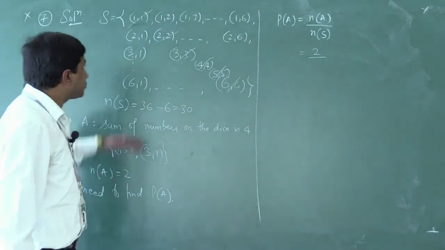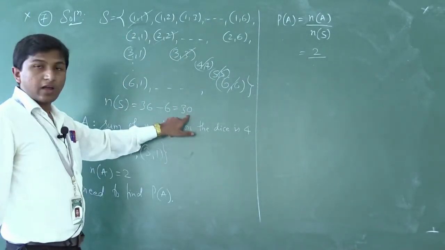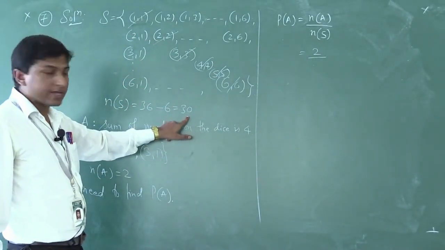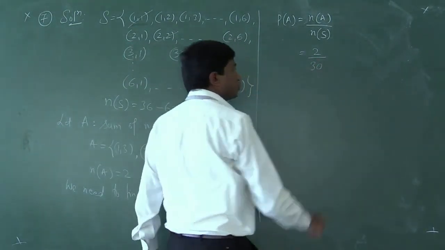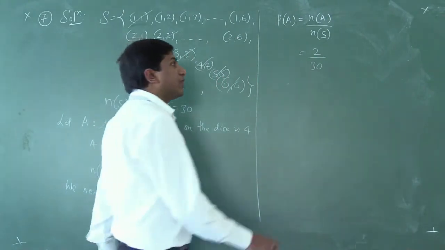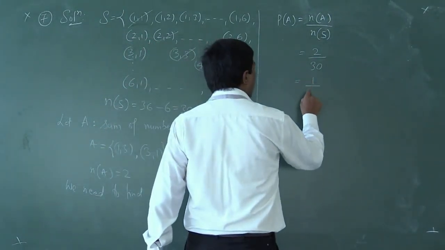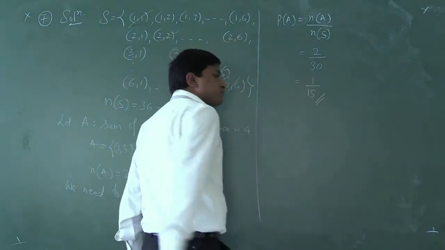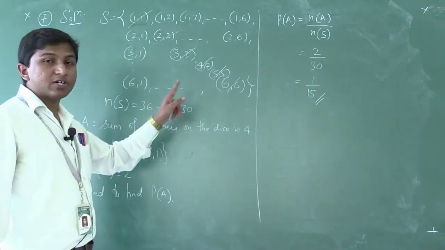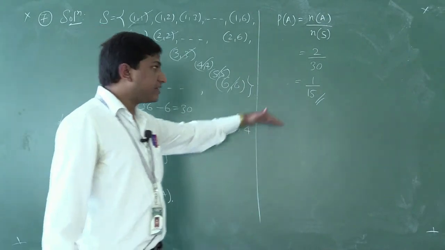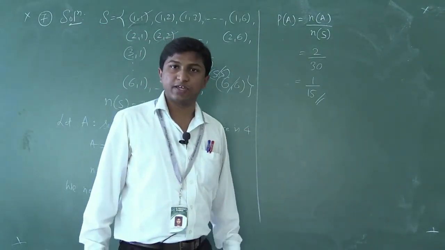How many elements in total sample space? I have to take the count as 30 and not 36. So that is 30. 2 by 30, on simplification, you get 1 by 15. So what is the probability of the event: sum of numbers on the dice is 4? It is 1 by 15.